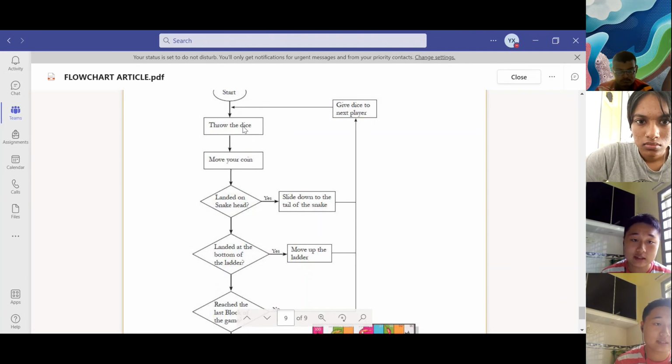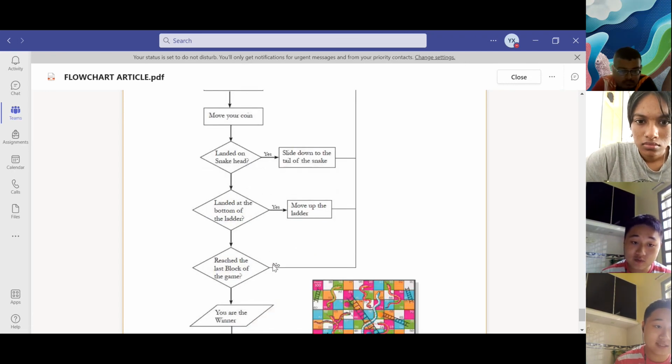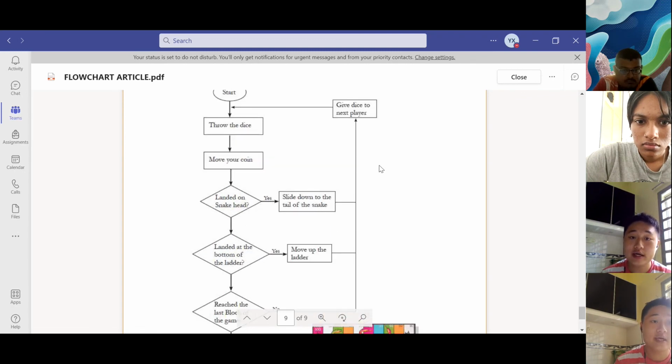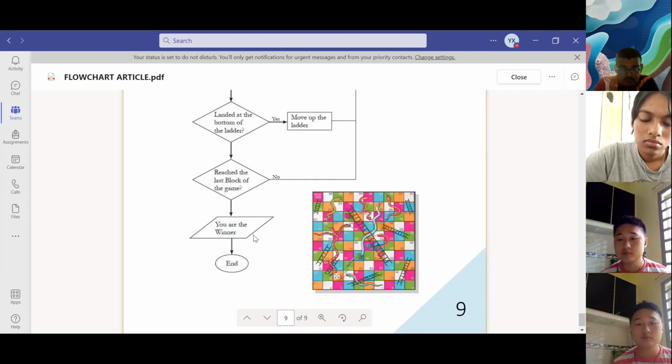When the second player throws the dice, he moves his coin. Is it at the bottom of a ladder? If yes, move up the ladder and give the dice to the third player. When the third player throws the dice, he moves his coin, and if he didn't reach the last of the game, no, he gives the dice to the next player. The fourth player throws the dice, moves the token, and checks whether he has reached the last of the game, which is space 100. If yes, then he is the winner and the end.